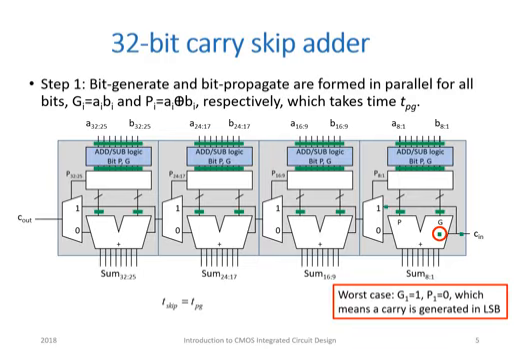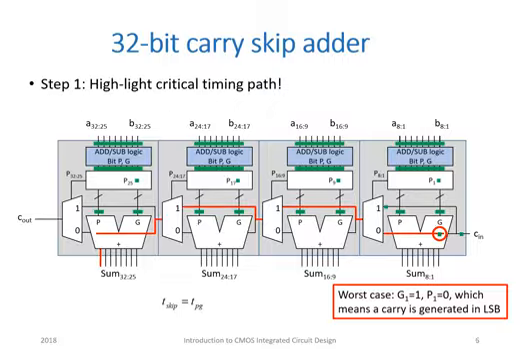The worst case scenario is when a carry is formed in the least significant bit, that is when G1 is 1 and P1 is equal to 0. Let's highlight the critical timing path starting from the carry generated in the least significant bit until the most significant sum bit is generated, so highlighted here in red.